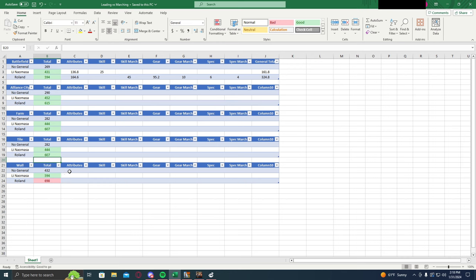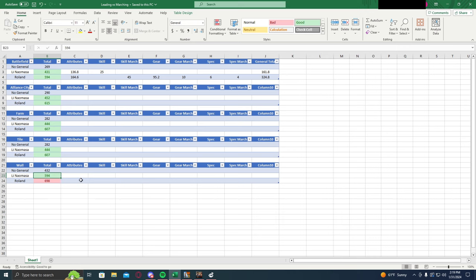The only situation I could find where the attacking and the marching didn't work was when I put them on the wall. We can see here that Roland only had 698, which if you add up all these numbers, this is exactly the amount we would expect if the marching and the leading were not active. So, the only use situation that a leading general has over an attacking one that I've been able to find is defending on the wall, which really isn't that much of a use situation.